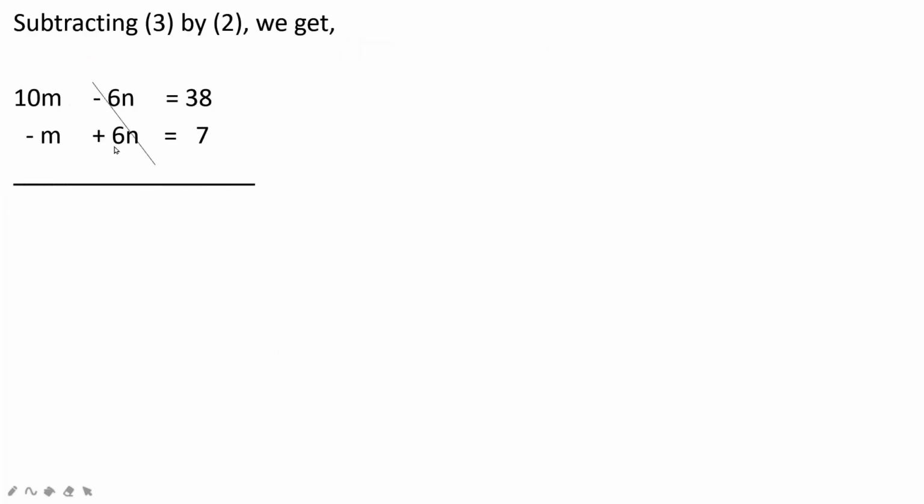So 6n and 6n will get cancelled. We know 10m minus m is 9m. 38 plus 7 is 45. So we get m is equal to 45 by 9, which is equal to 5. Now we have the value of m as 5, and using this value, we can find the value of n.